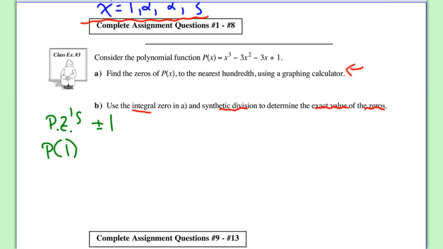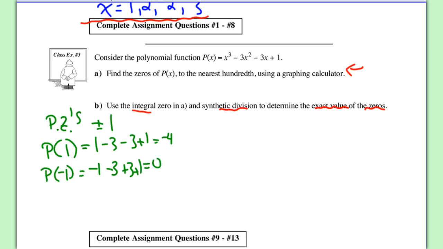Using factor theorem, I'll plug in P at 1. If I plug in P at 1, I get 1 minus 3 plus 1. That ends up being minus 4, so clearly that's not a remainder of 0, so that's not a factor. But what if I plug in P at minus 1? Well, P at minus 1 gives me minus 1, minus 3, plus 1. That does give me 0, and please make sure you write stuff like this. Therefore, you now know that x plus 1 is a factor.